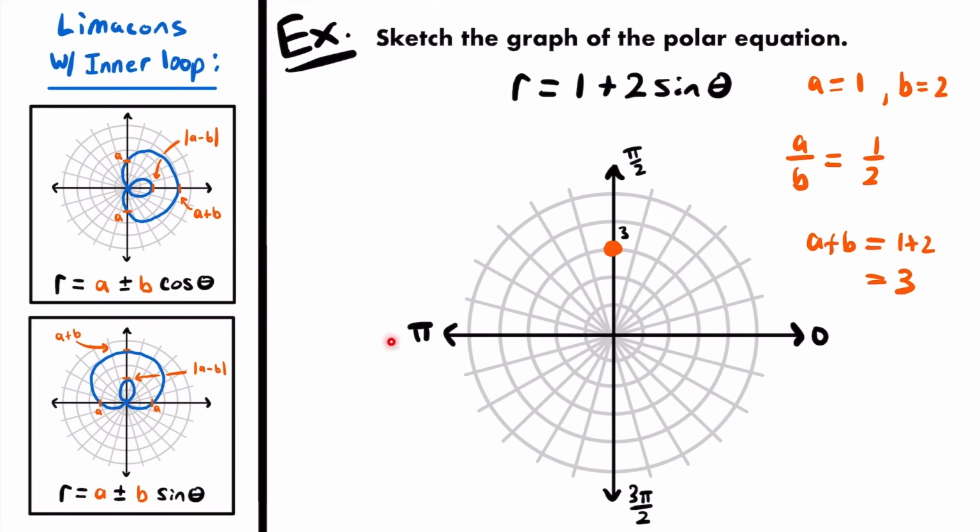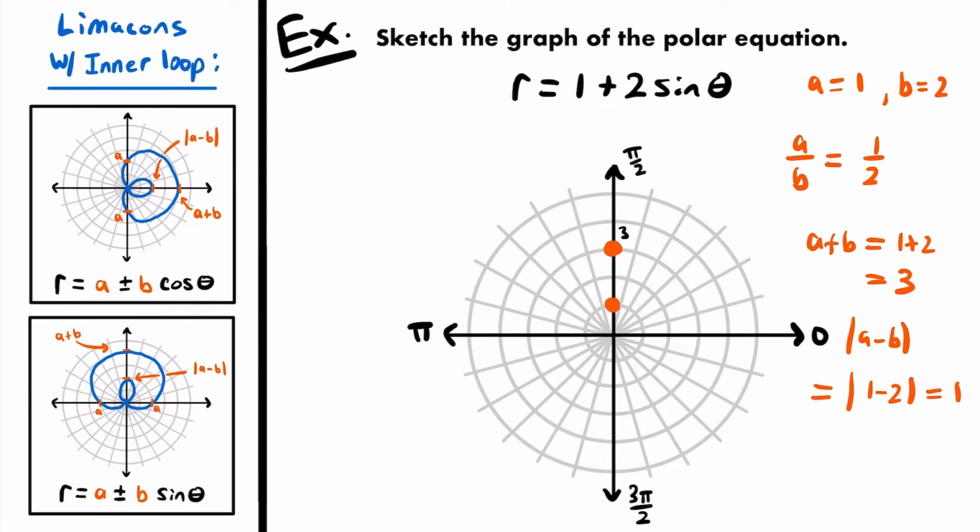All right, now for the top of the inner loop, that's the absolute value of a minus b. So let's do that over here. The absolute value of a minus b will be equal to the absolute value of 1 minus 2, and 1 minus 2 is negative 1, and the absolute value of negative 1 is 1. All right, so that means that a radius of 1 above the polar axis right here along the vertical axis will be the top of our loop. So I'll plot that point right there.